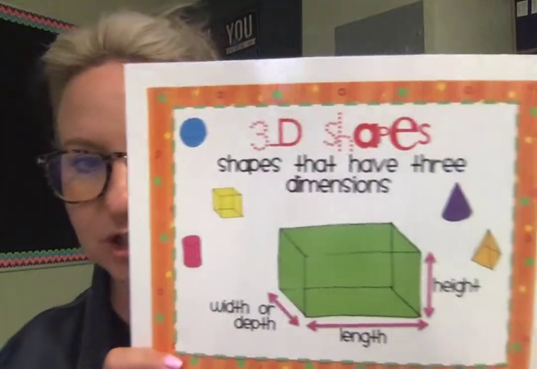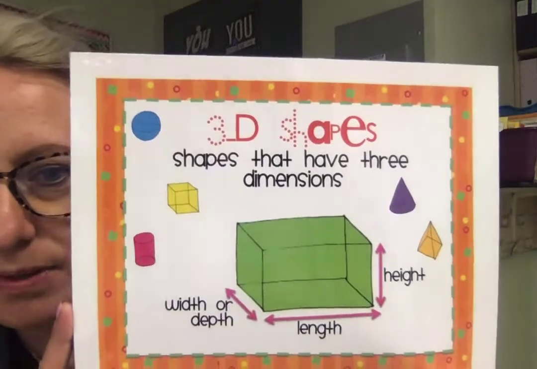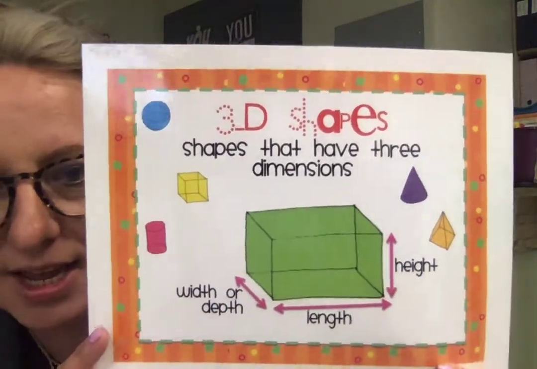Hi there. Today we are going to talk about 3D shapes. Now, last week in grade 1, we were learning about 2D shapes, which means shapes that are flat, like a circle or a square or a triangle or a rectangle. But today we're going to talk about 3D shapes, and 3D means three-dimensional, and I have a poster here to show you. 3D shapes are shapes that have three dimensions.